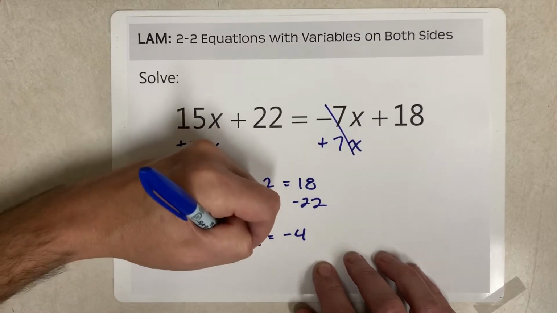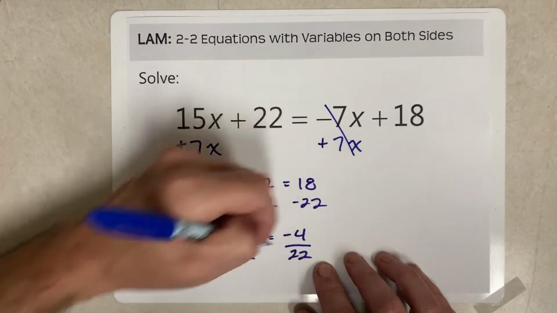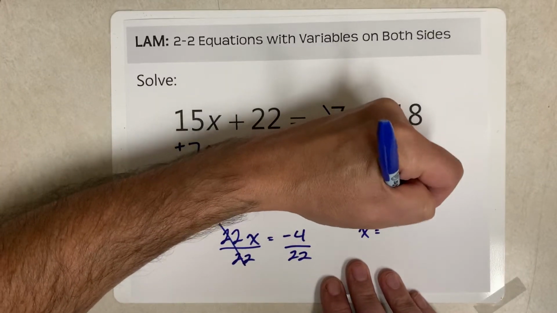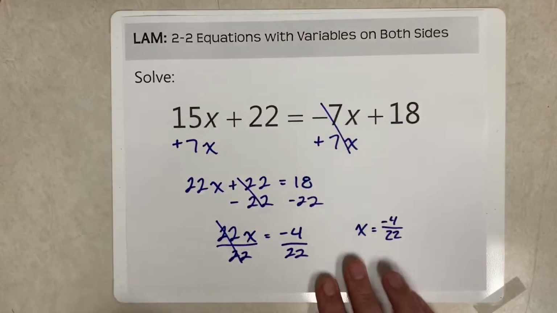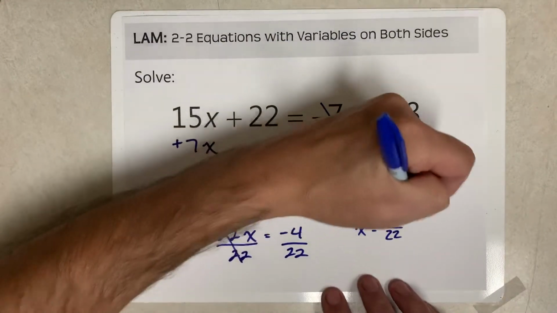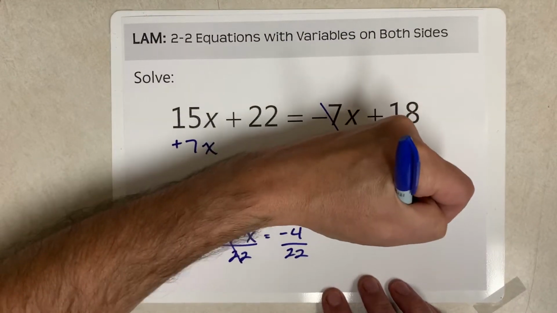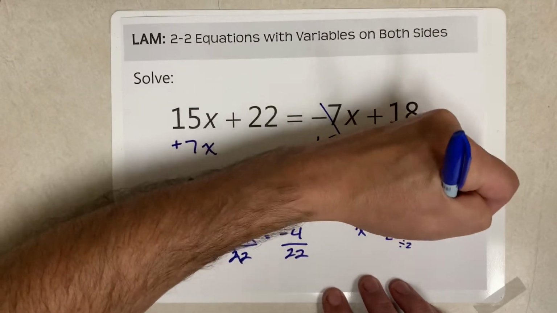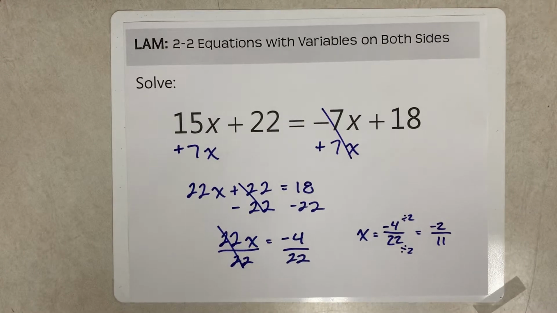Divide by 22. And it looks like x is equal to negative 4 over 22. And I can actually take each of those and divide them by 2, right? And I would get negative 2 over 11 for my final answer.